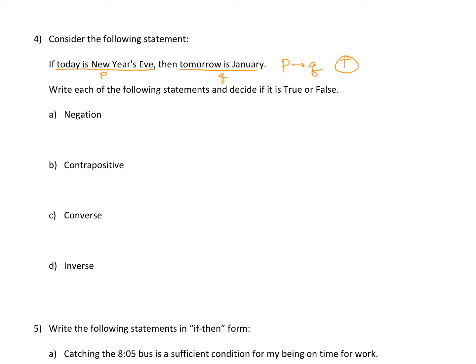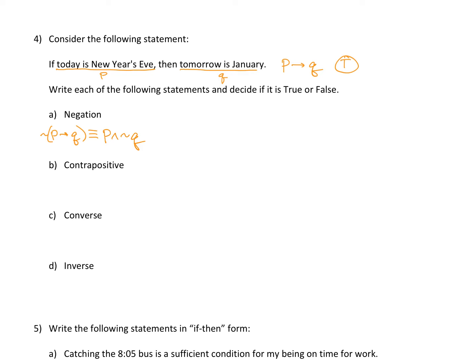The negation of P implies Q: not (P implies Q). Remember, the negation of an implication is, just like when we talked about the truth tables, the only way this can be false is if P is true and Q is false. So P and not Q. So those two are logically equivalent.